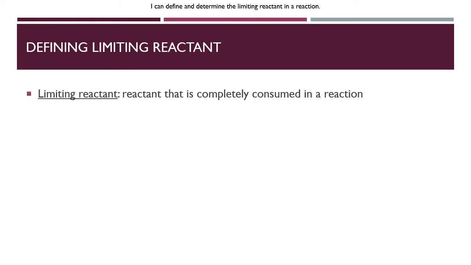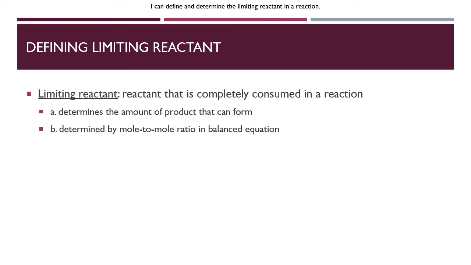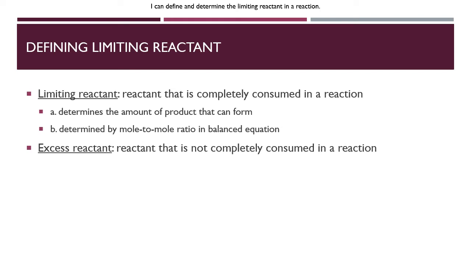So first, a definition. A limiting reactant is the reactant that is completely consumed in a reaction. It will determine the amount of product that can form. This limiting reactant is determined by mole-to-mole ratios in a balanced equation. An excess reactant is any reactant that is not completely consumed in a reaction. In other words, there will be some left over once the limiting reactant is all consumed.